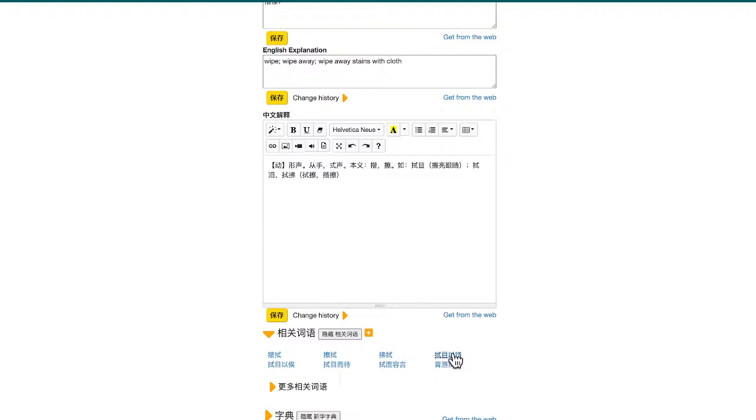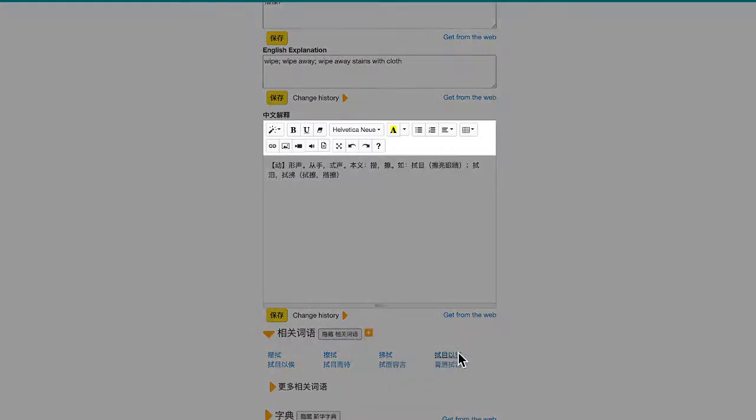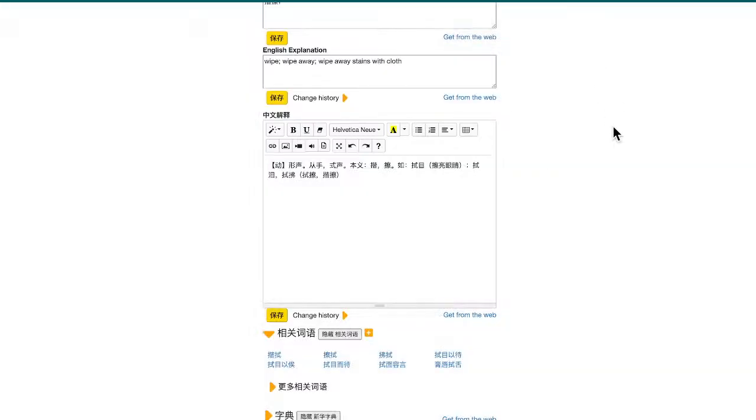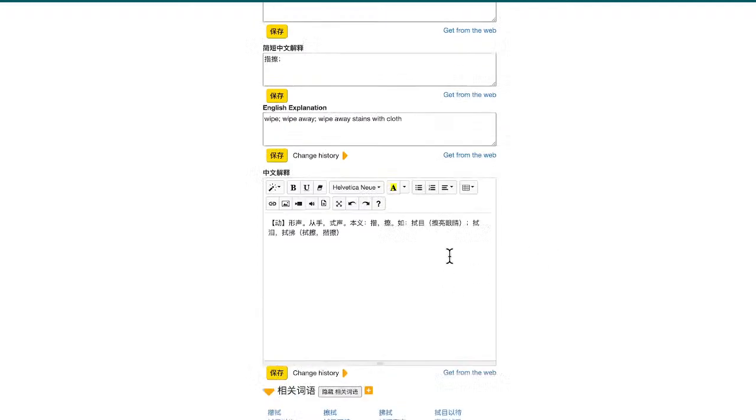There's an idiom called 拭目以待. It's a very common idiom, which means that you want to wait and see. You prepare and wait and see. 拭目以待. Wait and see. Okay, so this is 拭. Let's take a look at the character.